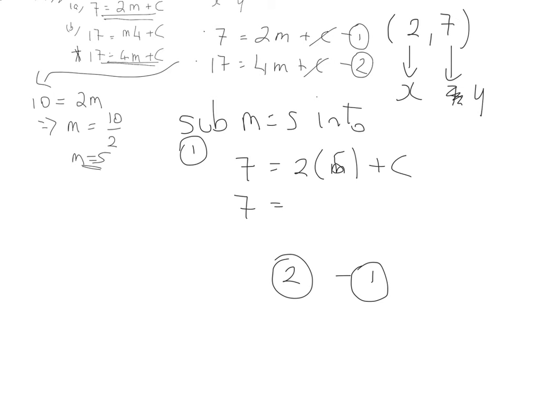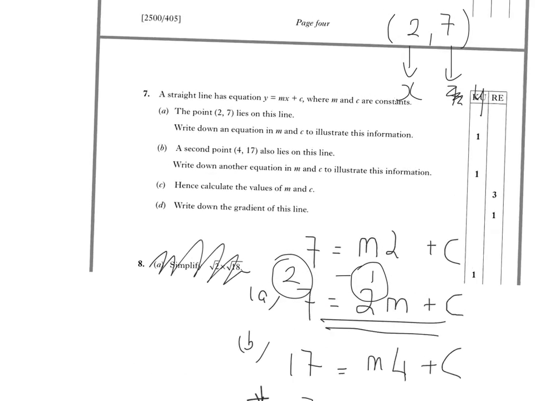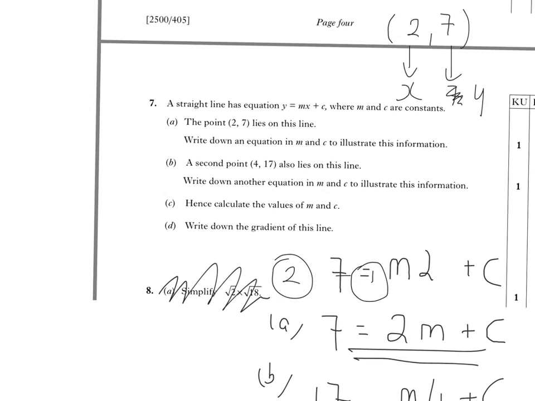That's 7 is equal to 10 plus c. c plus 10 is equal to 7. And c is equal to minus 3. That's me answered part C.